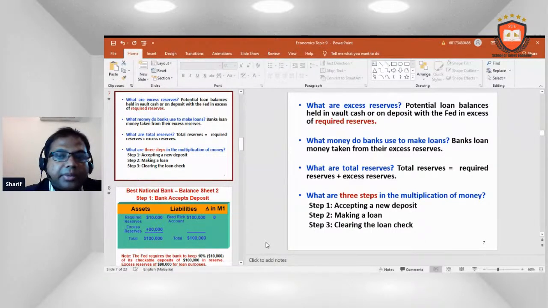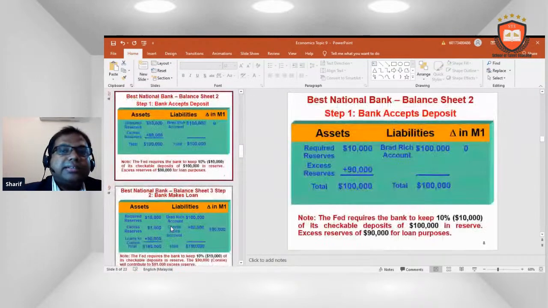What are the three steps in the multiplication of money? Step 1, accepting a new deposit. We have to accept a new deposit. Number 2, making a loan. We have to provide the loan. And number 3, clearing the loan check. We have to clear the loan check. These are the major portions of money creation.